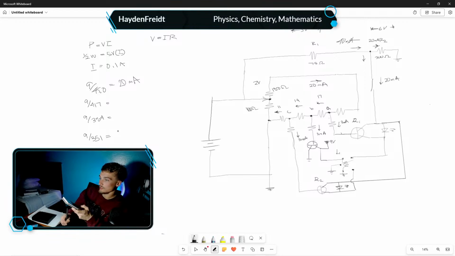This is our changes in current. It was actually not huge, and that's really good. 9 divided by 3.4 is 23 milliamps. 9 divided by 351 is 25 milliamps. More like 26, but whatever. Okay, so this is how our current's going to vary in the circuit as I change the value of my potentiometer by a third.